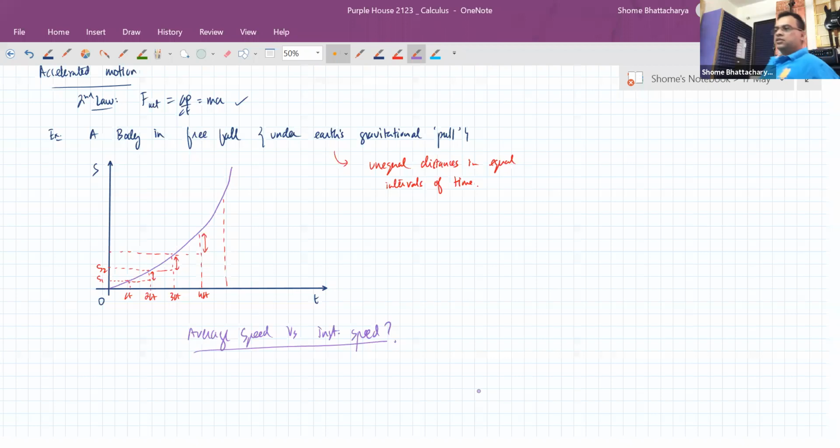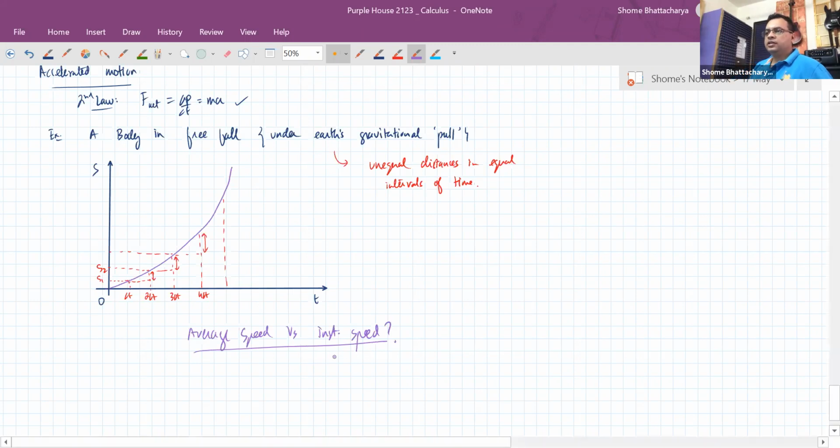Okay, so now I hope this graph is making sense to all of you, how it is different from the case of uniform motion, because it has to curve like this, because force is acting on the body and it's accelerating. That means as you progressively increase the time, it covers more and more distance in the same intervals of time. So that is the approximate meaning of accelerated motion.